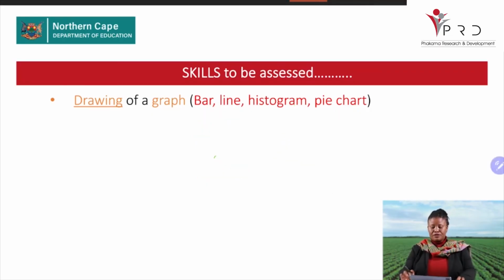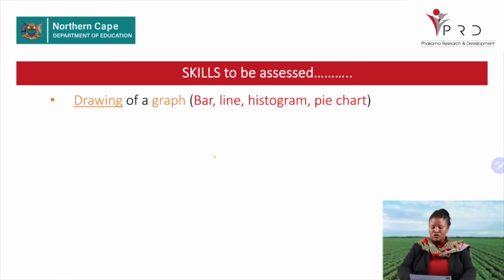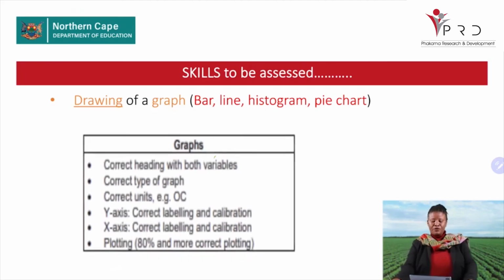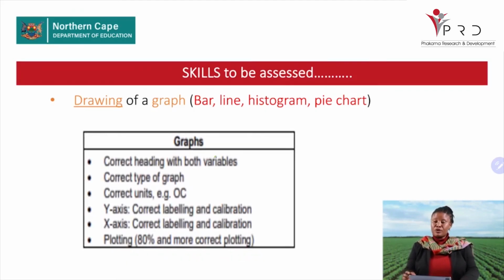Okay, then we need to look at the skills to be assessed, the drawing of the graph, what is expected on the graph, which criteria will be used when you draw a graph. You are expected to know that when you draw a graph it is 6 marks at all times. These 6 marks are made up of the correct heading. It's not just a heading when you write a line graph or a bar graph. Your heading must have both variables as indicated. Both variables must be visible.